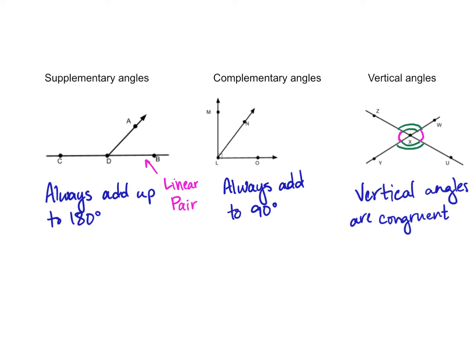So anyway, vertical angles formed by two lines crossing, they're directly across from each other, and they are congruent. So that's pretty much it for the introduction to these types of angles. Hope that helps.